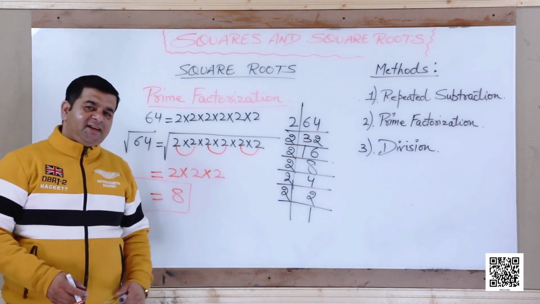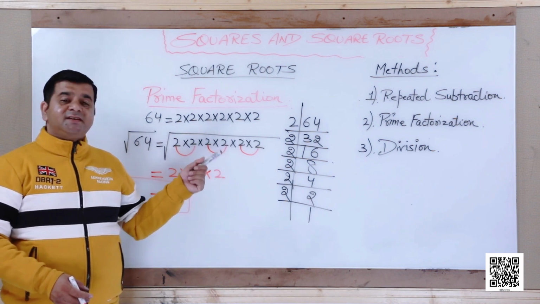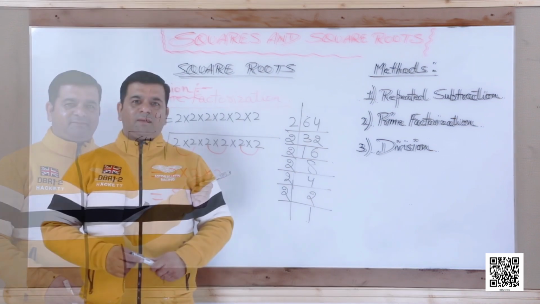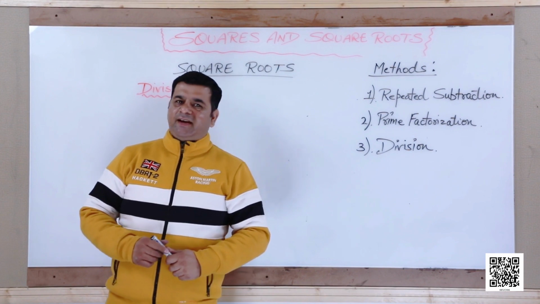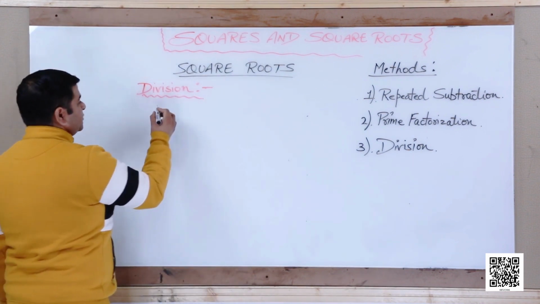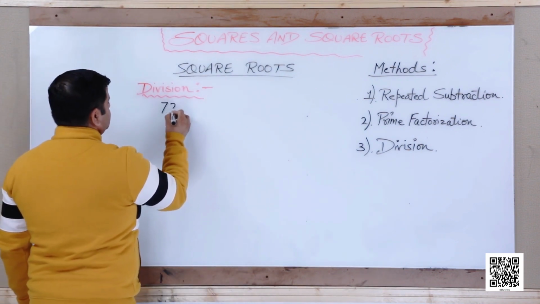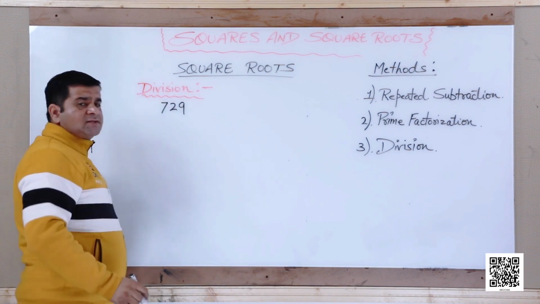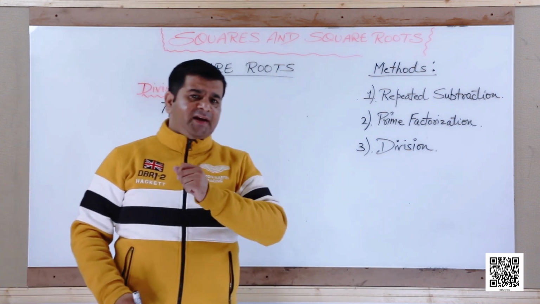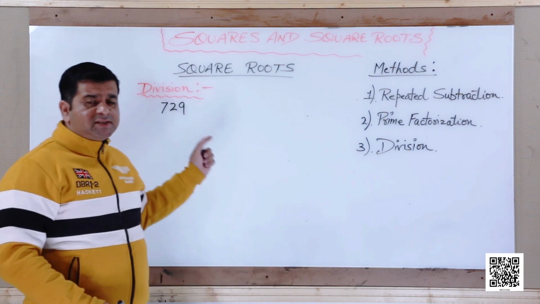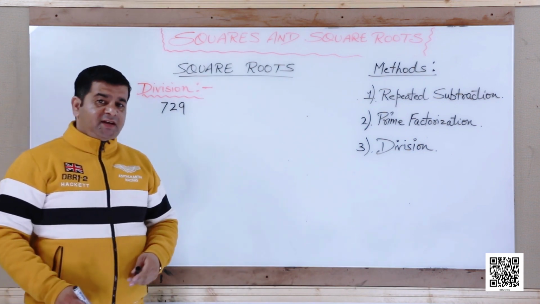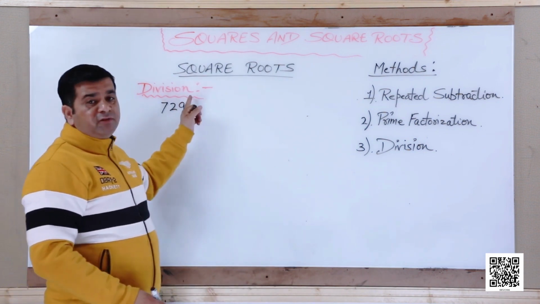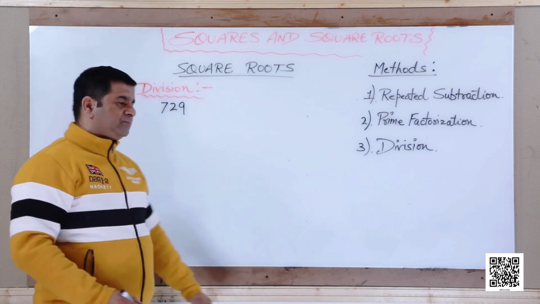Now let's see the third method, that is the division method. Now let us take a number which is a perfect square, like 729. Suppose we have to find the square root of this number 729. Let's see how to do it with the help of the division method.